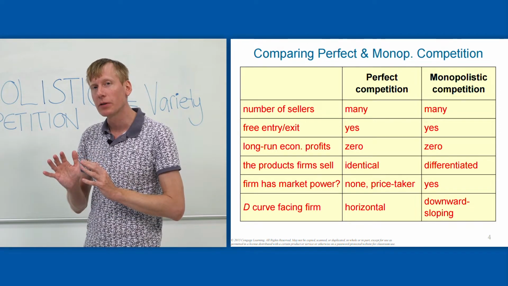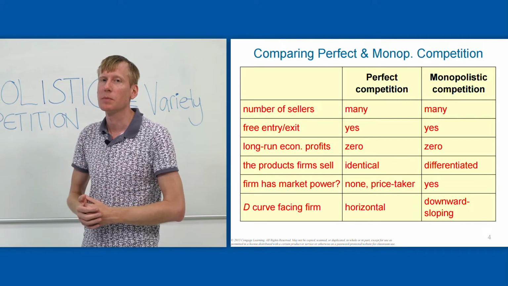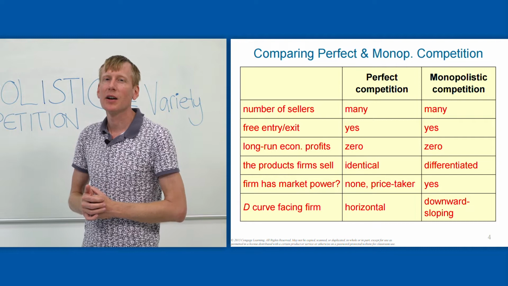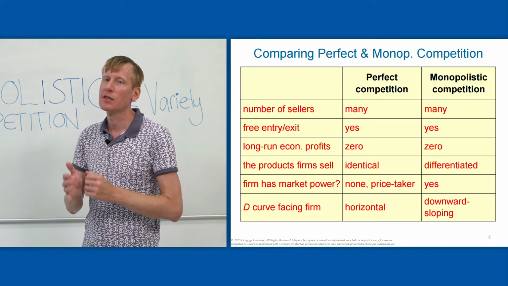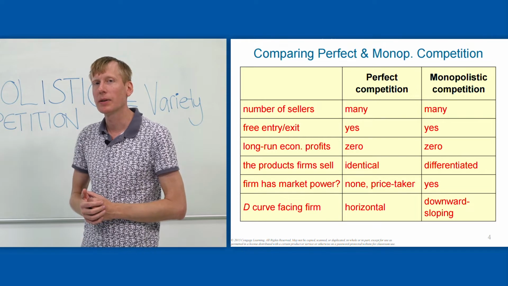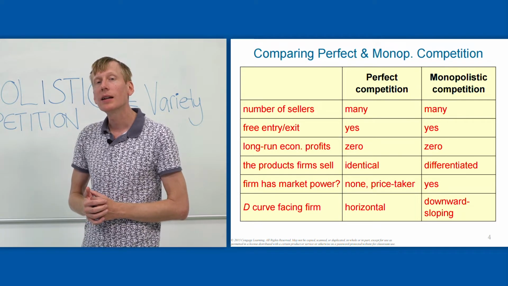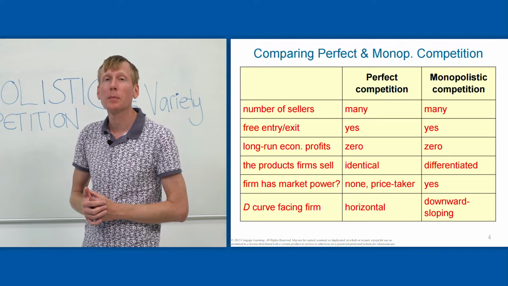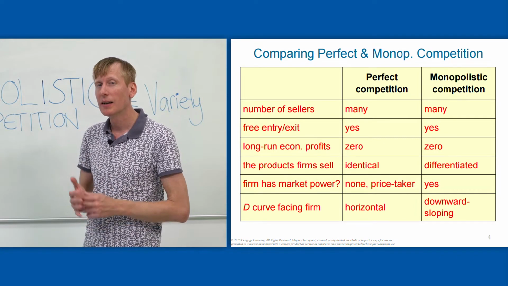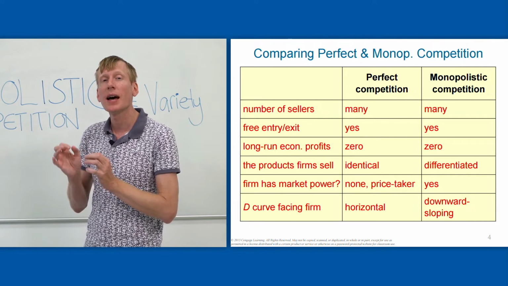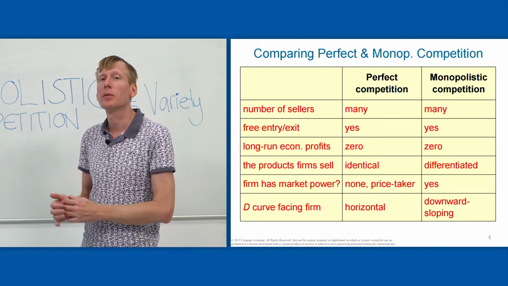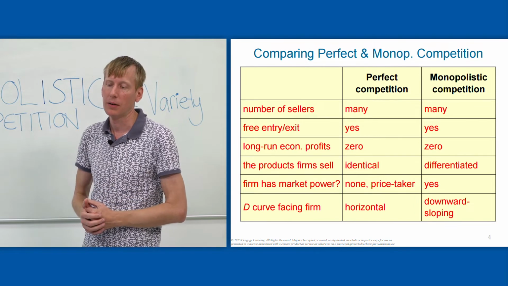So where they differ, if they're identical in those respects, is whether the products these firms sell are the same, as in the case of perfect competition, or different, as in the case of monopolistic competition. They differ in whether the firm has market power, and therefore the ability to control the price. Perfectly competitive firms have no market power, but monopolistically competitive firms do have market power.